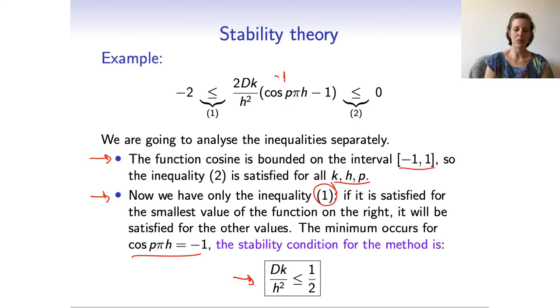So if we want to use the forward Euler method to solve the diffusion problem, we should pay attention to this stability condition. Actually, this is quite a restrictive condition. If you have a big diffusion coefficient, you would have to take really small time steps to make this condition satisfied.